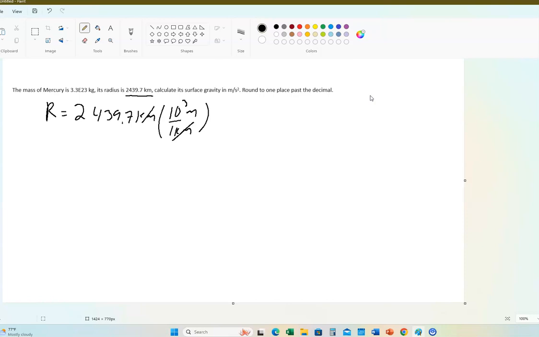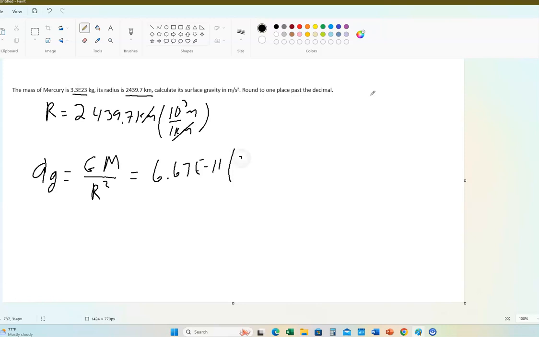So the surface gravity. All right. So I called that A sub G. That's supposed to be an A. A sub G. Surface gravity is big G times the mass of the world, whatever world you're talking about, divided by the radius squared. All right. So let's put the numbers in. So it's 6.67 times 10 to the minus 11th. That's big G. And then the mass is already given to us.